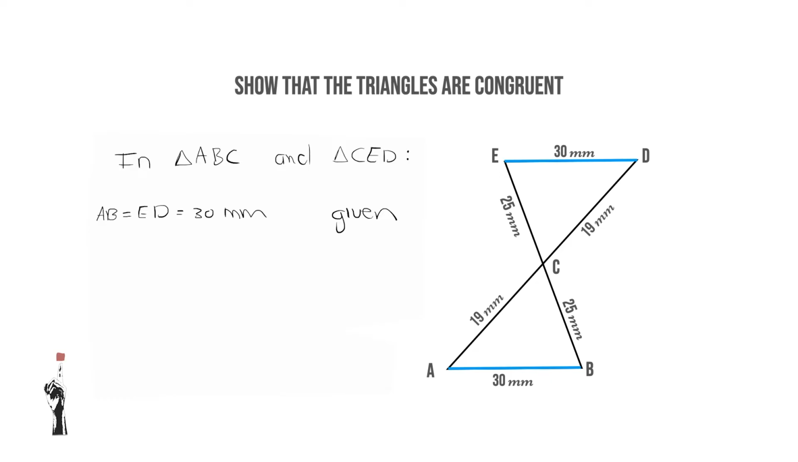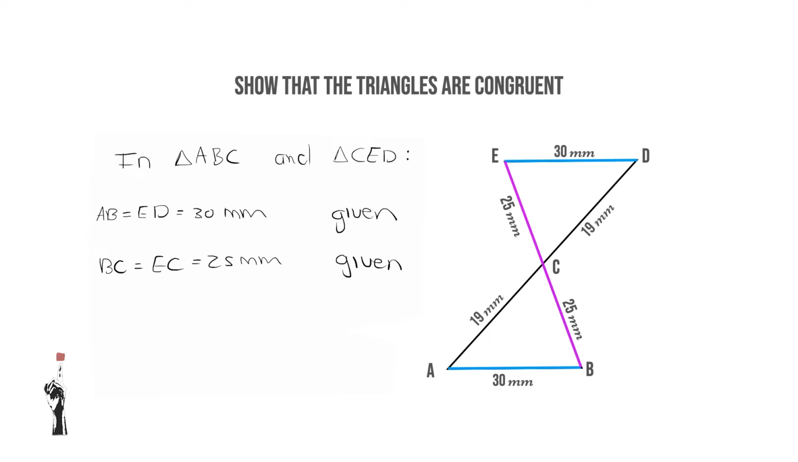I can also see that side EC is the same length as side CB. So I can write that BC is equal to EC, which is 25 millimeters. This is also given.